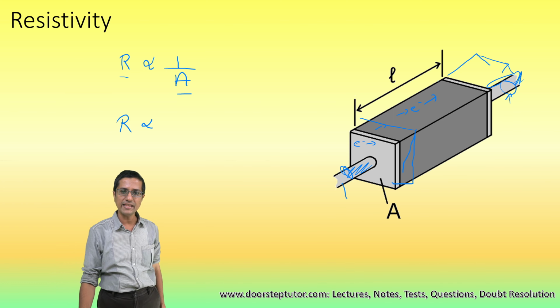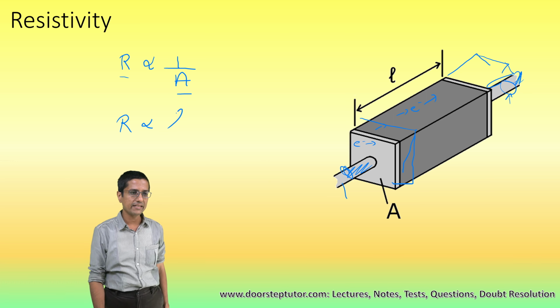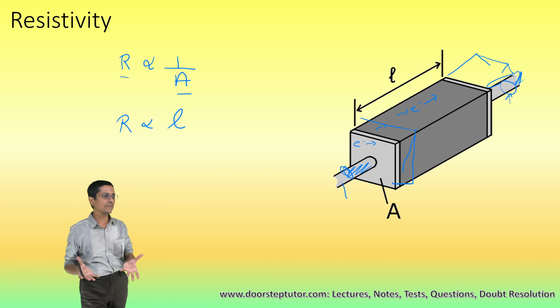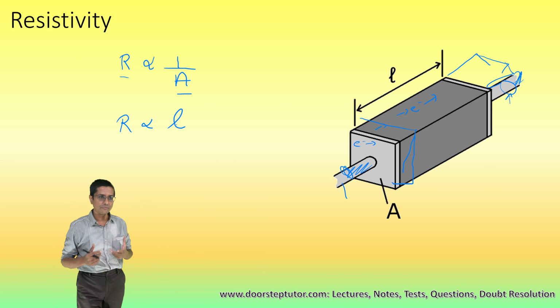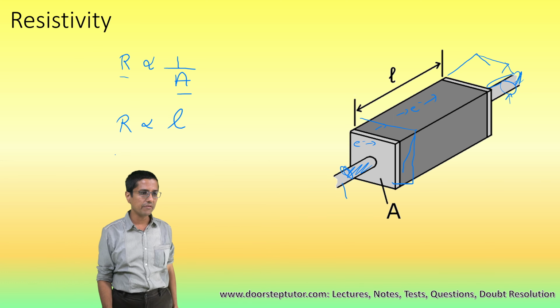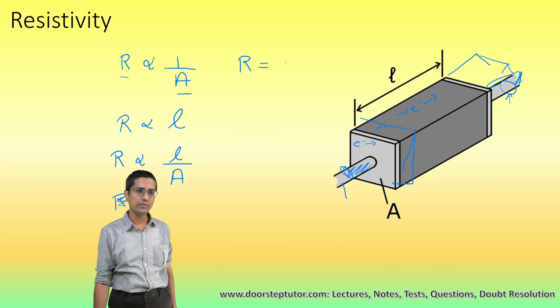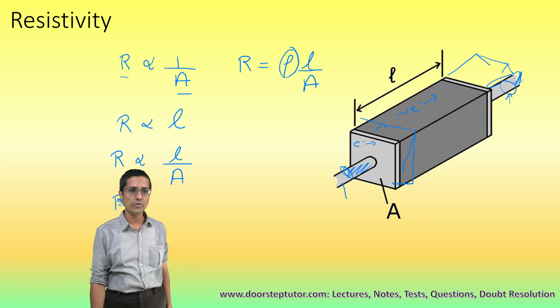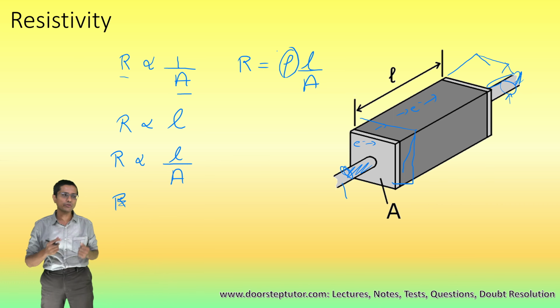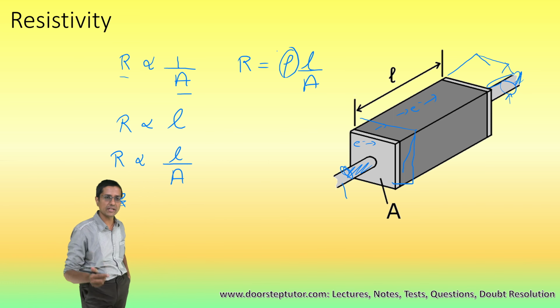So as I increase the length, I increase the resistance, and the resistance is directly proportional to the length of that conductor. Okay, so that was it, and we combine these two equations and we get R is proportional to L by A. Now we introduce a constant of proportionality. Okay, so what do we say? R is equal to rho L by A, and rho here is known as resistivity. Resistivity has the units of ohm meter. Okay, so we'll write that down.